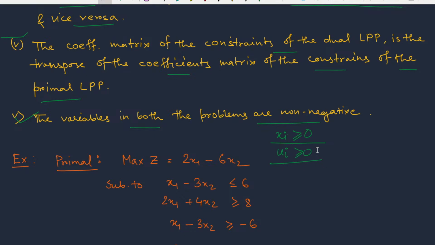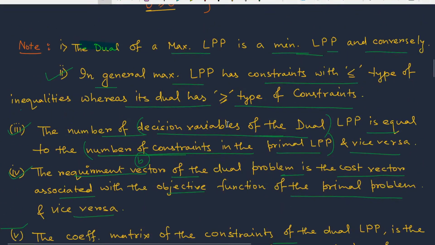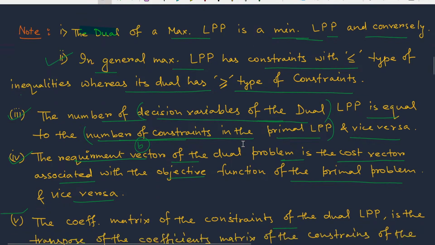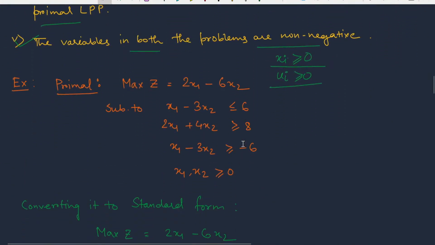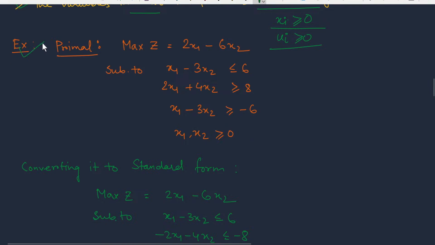So this is the case, and these notes are very important to change a primal problem to a dual problem, and conversely. Here we take an example first. Suppose this is a primal problem, which is a maximization problem: max z equal to 2x1 minus 6x2, subject to x1 minus 3x2 less equal to 6, 2x1 plus 4x2 greater equal to 8, and x1 minus 3x2 greater equal to minus 6, with x1, x2 non-negative.